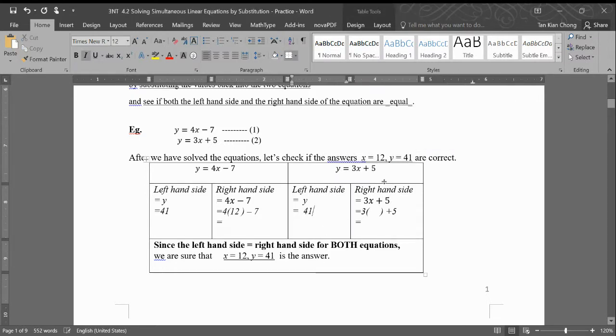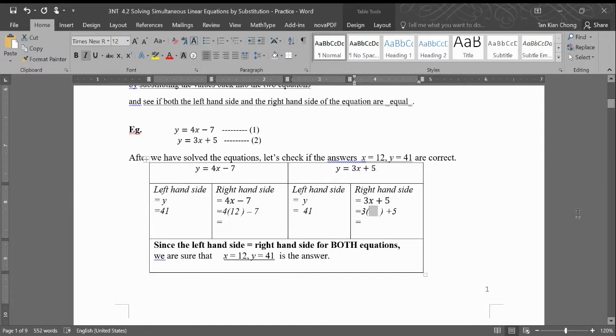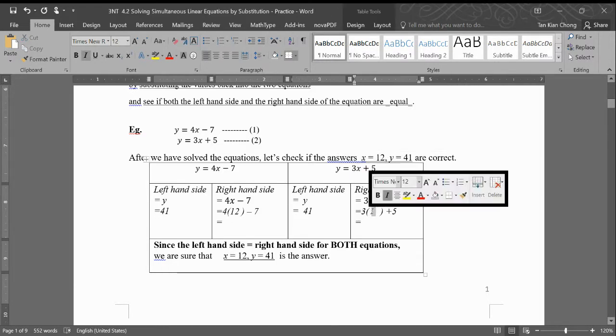Now, what about the right-hand side of the equation? It says 3x plus 5, so I'm going to write down 3x plus 5 for the right-hand side. Instead of the letter x, I will replace x with brackets. Inside the bracket, what should I write? What's the value of x that we found just now? It's the number 12, so I'm going to write the number 12 within the brackets.